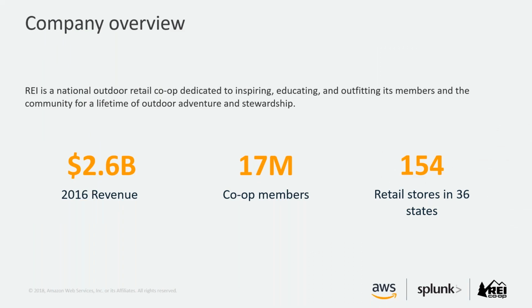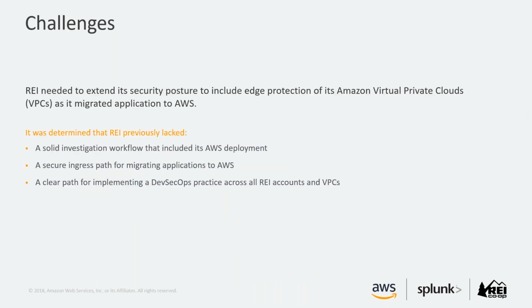REI is a U.S. national outdoor retailer, a $3 billion company. We have 17 million co-op members. We're a co-op heavily focused on our customer connections, not only in brick and mortar stores and our 154 retail stores, but also digital engagements. And I'll talk about some of that in a moment as far as our movement out to AWS.